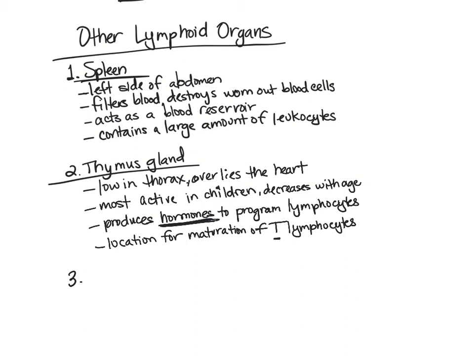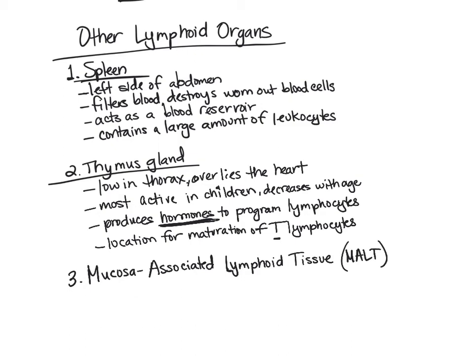So the third lymphoid organ we're going to talk about is mucosa-associated lymphoid tissue. And this is called MALT for short. So mucosa-associated, so associated with the mucosa, so we can think of mucosal layers, something like the digestive system or the respiratory system, the different tracts in the body that have mucosa. And then this is masses of lymphoid tissue that are associated with those areas.